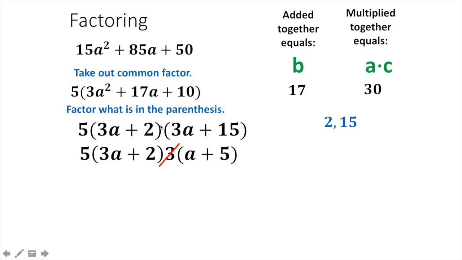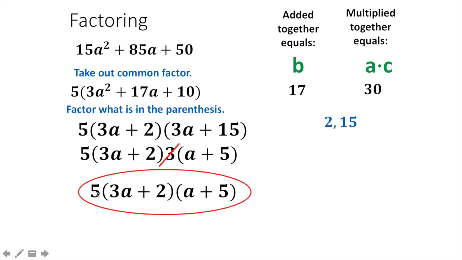But if I take this 3 that I factored out and cross that off, that's going to leave me 3a times a, which would give me 3a squared. That gives me my original one. Now the 5 is going to stay here, because after I multiply 3a times a to get 3a squared, I still need to get back to the original, which means I'm going to need this 5. So this 5 is going to be a part of my final answer.